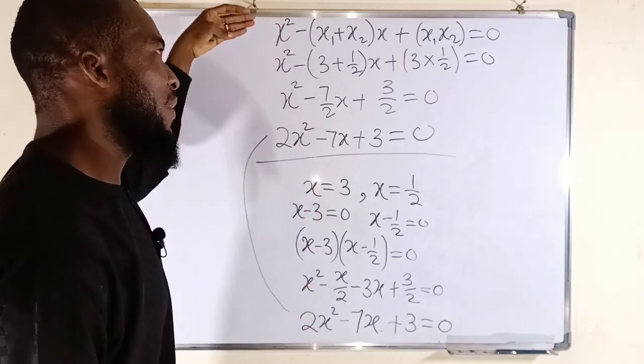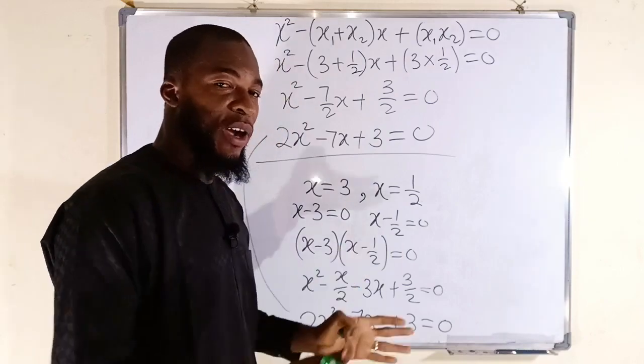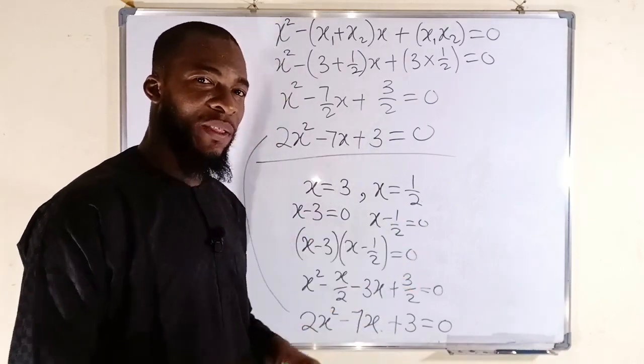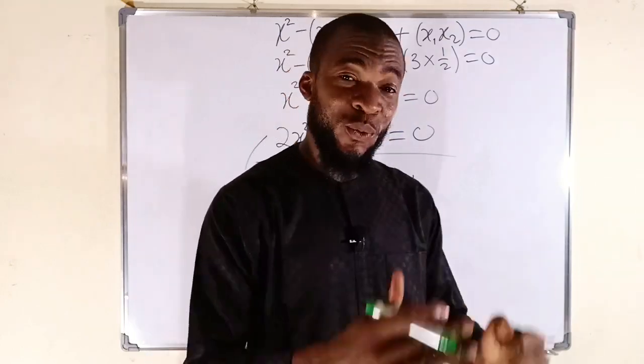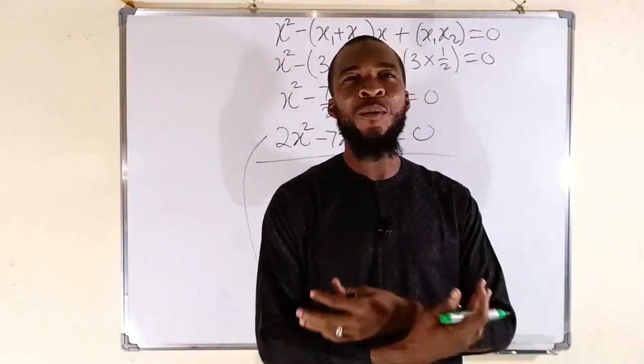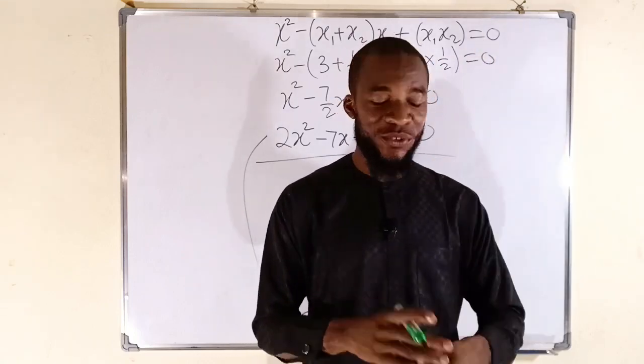So either way, either by using the formula or by transforming the roots into factors, then you multiply the two factors together. This is exactly how to form a quadratic equation. Subsequently, we'll be forming different forms of equations, exponential, logarithmic equations, and so on.